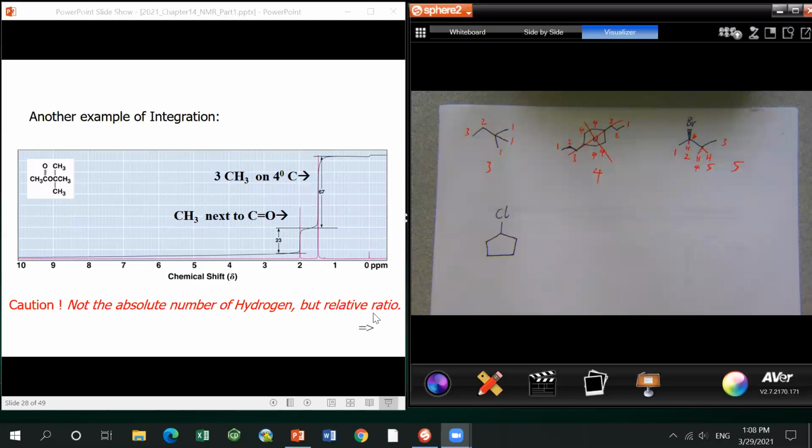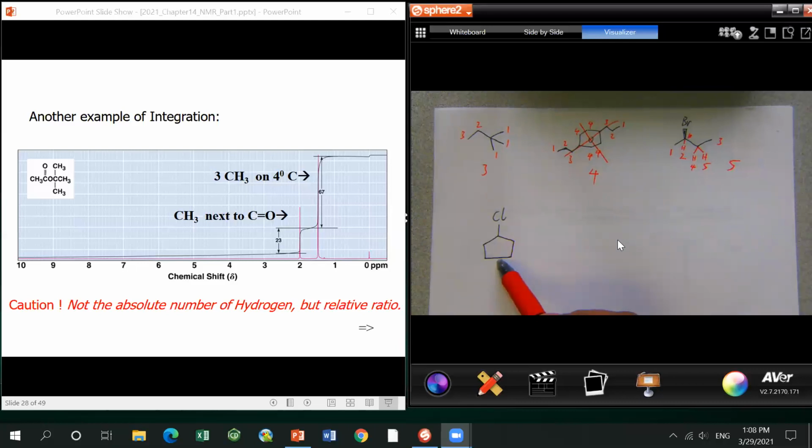From now on, if I give you a structure, not only do you have to show me how many signals, you also have to tell me the relative ratio of each signal, the integration ratios. So let's practice on this one. First tell me how many proton signals you should see for this molecule, and then what the relative ratios are. You can also type your answer in the chat window or write on the annotation.